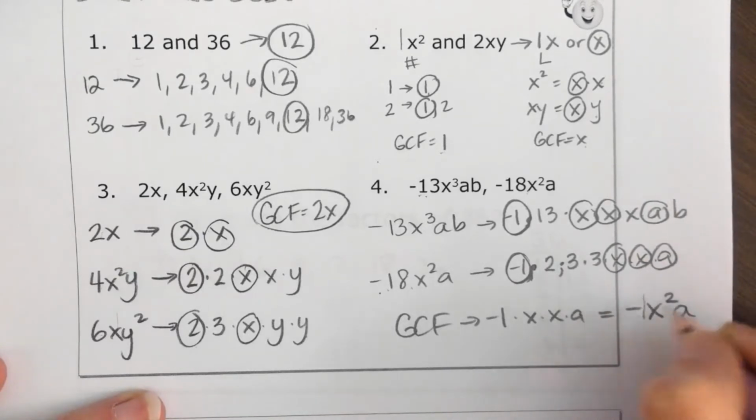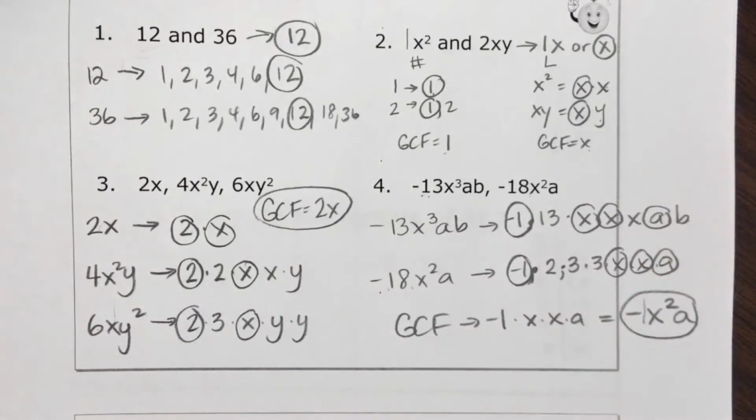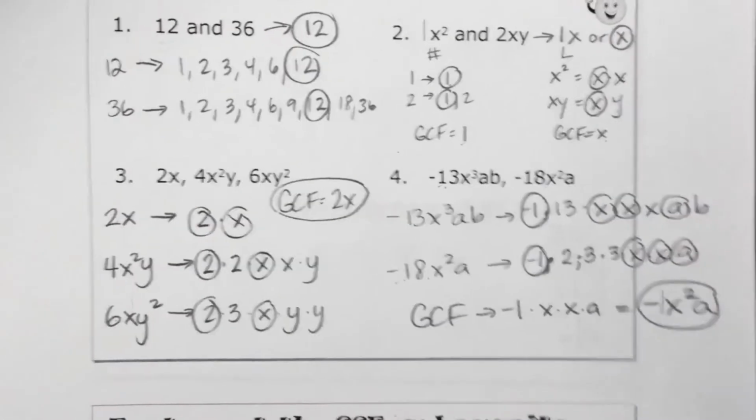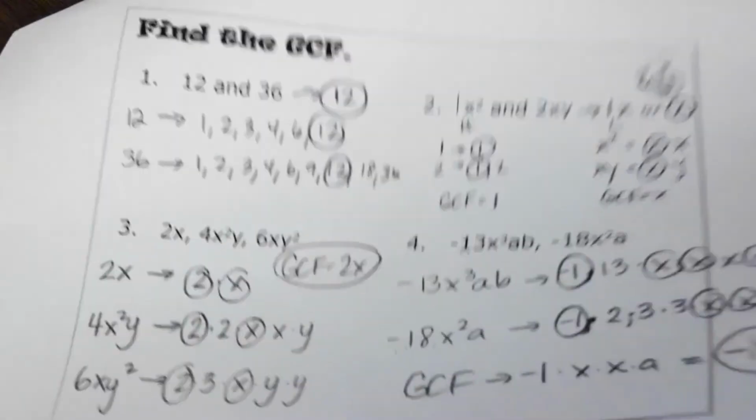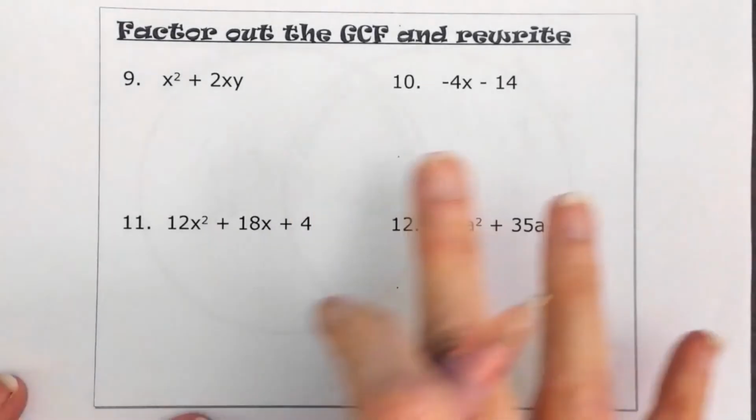And if you put negative 1x squared a, totally fine. It's not wrong. But we just don't usually put that one in there. Okay, so this is just finding the greatest common factor. The thing that we're going to do now is we're going to factor out the greatest common factor. So let me show you how we do that.